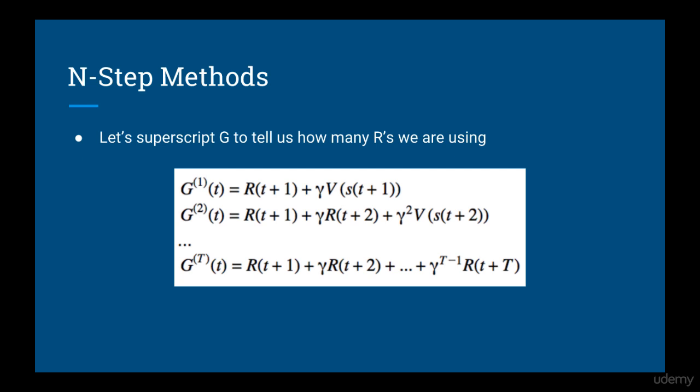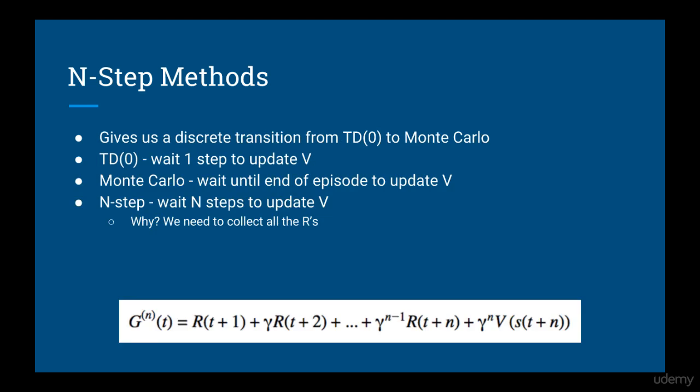Note that we can superscript g to tell us how many r's we're using. So you see how this gives us sort of a discrete transition from TD0 to Monte Carlo. Since Monte Carlo learning means that the agent can only be updated after the episode is over, and TD0 means that the agent can be updated after one step, then using n steps of the actual rewards means you'll have to wait n steps before your agent can be updated, so that you can form the target using the actual rewards you got. In general, if we want to use n steps of r, we would create the target as follows.